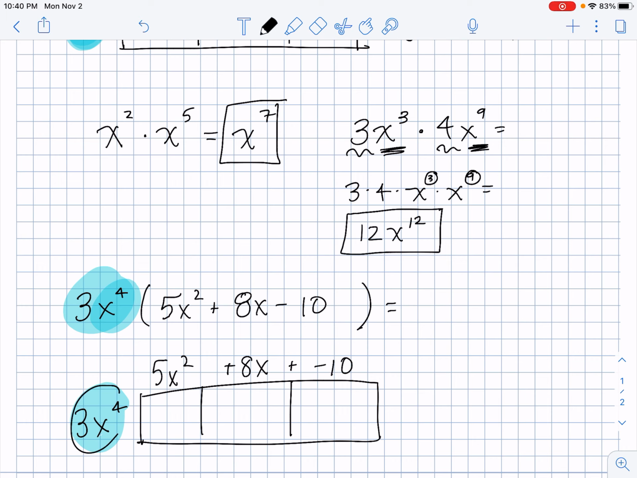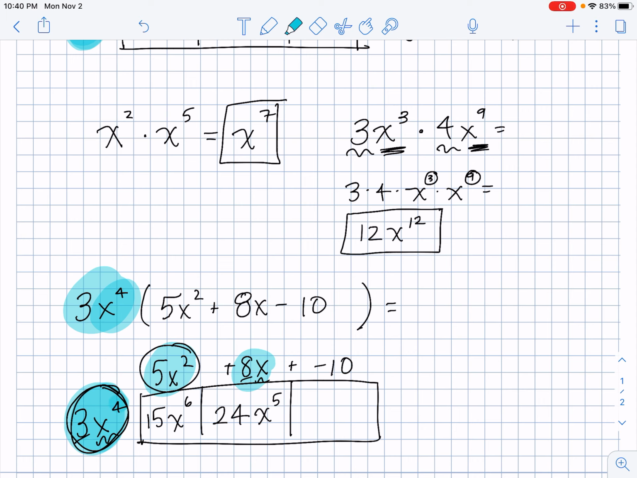So first I'm going to multiply my 3x to the fourth by my 5x squared. And 3 times 5 is 15. And x to the fourth times x squared is x to the 4 plus 2, sixth power. Then I'm going to multiply my 3x to the fourth by 8x. And I'm going to start by multiplying my 3 times 8. 3 times 8 is 24. And then I'm going to multiply my x to the fourth times x to the first power, which gives x to the fifth.